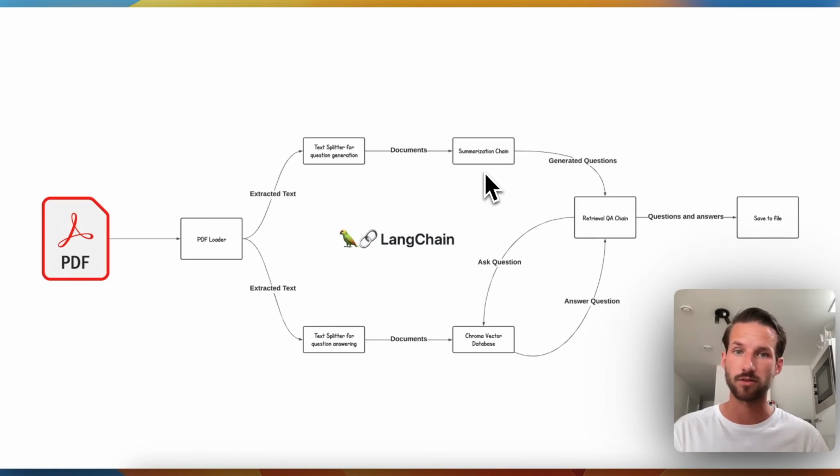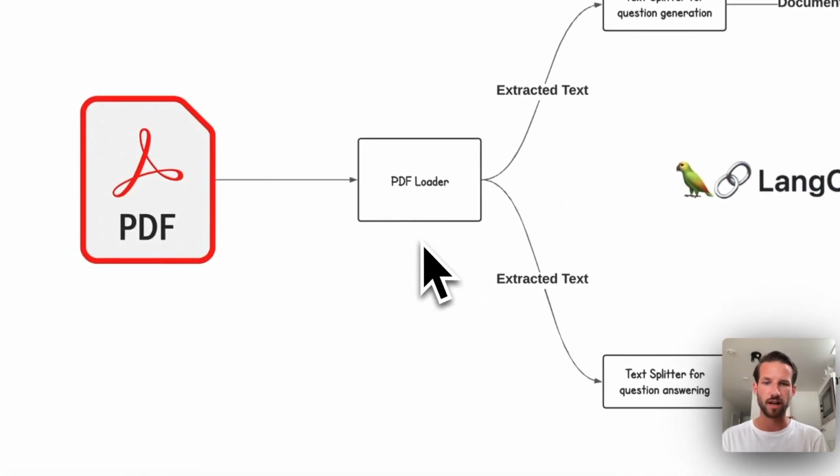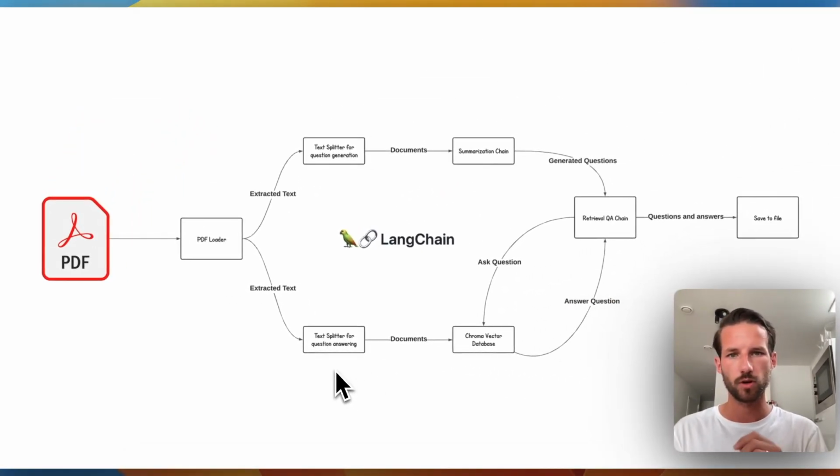So how do we get to the vector database? Well, we'll go back to the beginning. We've loaded the PDF, we've extracted the text, we've split it into smaller documents, and then we'll be using a vector database called Chroma to store all the vectors. Once the vector database is ready, we've got everything for the retrieval chain.